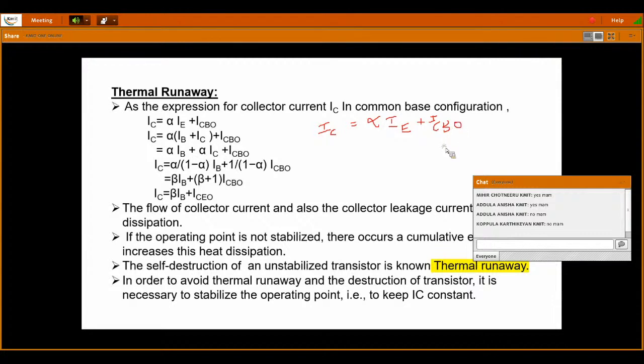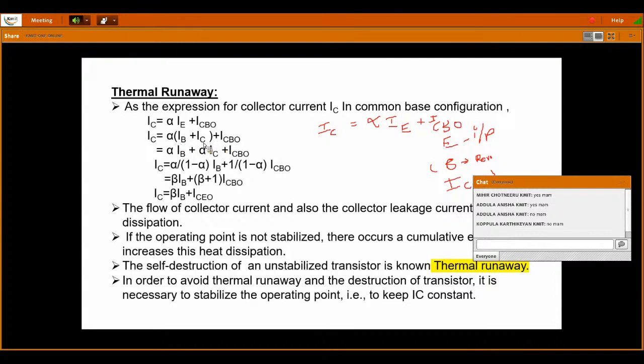So in common base configuration, the emitter is my input. When the input terminal is open circuited, the collector to base junction is reverse biased. So when it is reverse biased, some amount of current is still passing through that reverse biased junction. That amount of current is treated as ICBO, the leakage current.